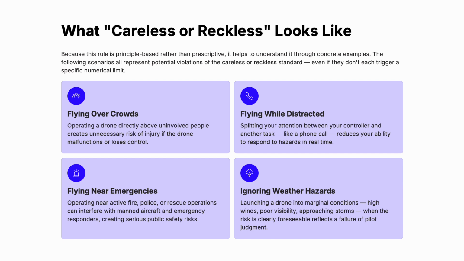Flying in emergencies. Operating close to an active fire, police, or rescue scene can interfere with manned aircraft and first responders, and that's a serious public safety issue. Lastly, ignoring weather hazards. Launching into high winds, poor visibility, or an approaching storm when the risk is obvious is a failure of pilot judgment, plain and simple. None of these trip a specific numerical rule, but all of them can land you in violation of the careless or reckless standard.